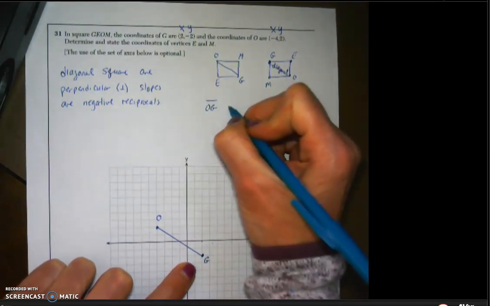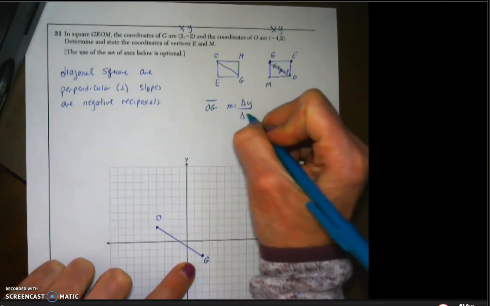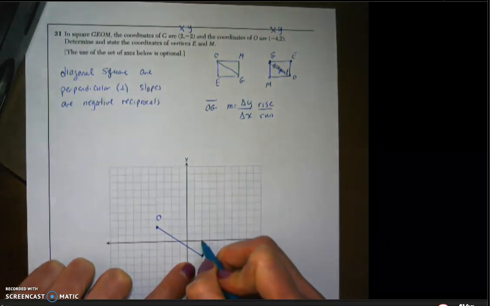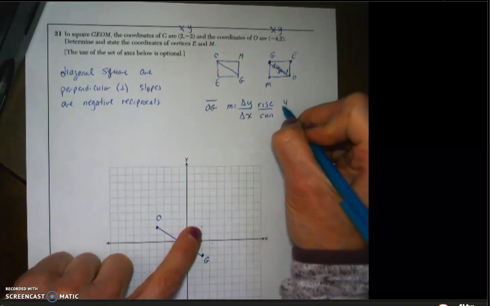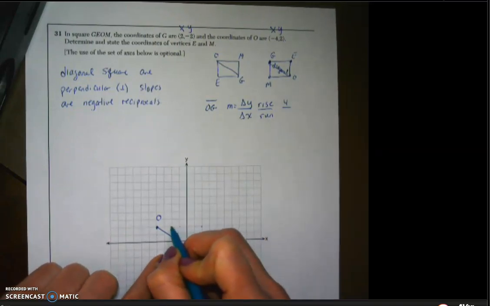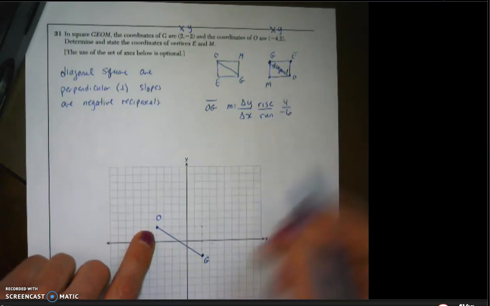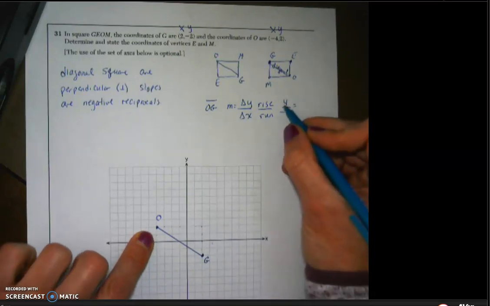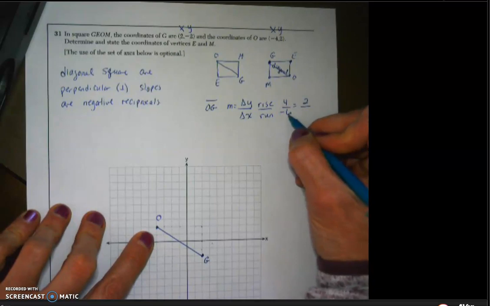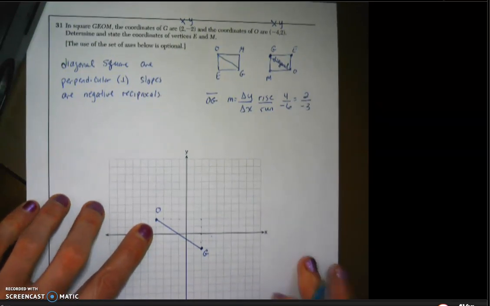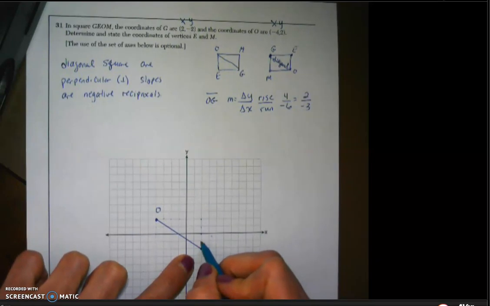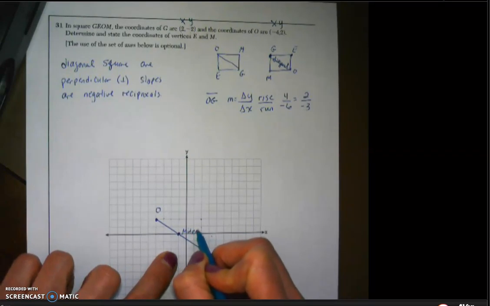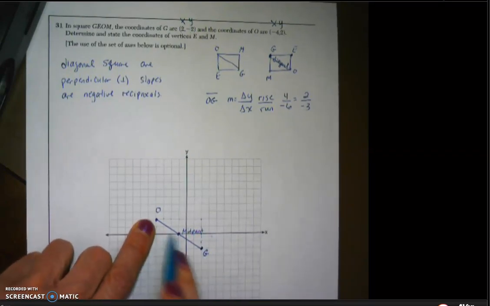So starting at G, remember slope is the rise over the run, or the change in Y over the change in X. From G, I'm going to go up 1, 2, 3, 4 units on the Y-axis, and then 1, 2, 3, 4, 5, 6, -6 units on the X-axis. So you're just going to make that right triangle. Then we're going to reduce this. 2 goes into 4 2 times, 2 goes into -6 -3 times. If we wanted to find the midpoint, we would go up 2 units and then -3. So right here is the midpoint of our diagonal OG.